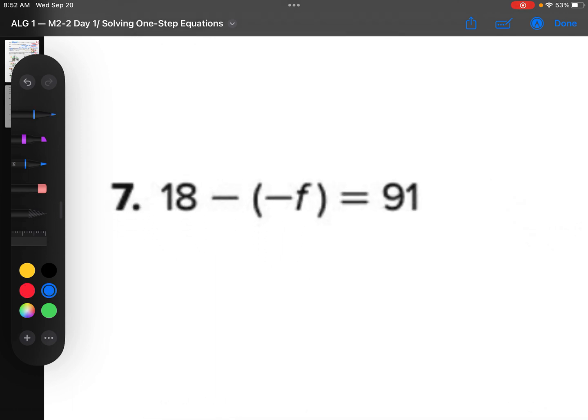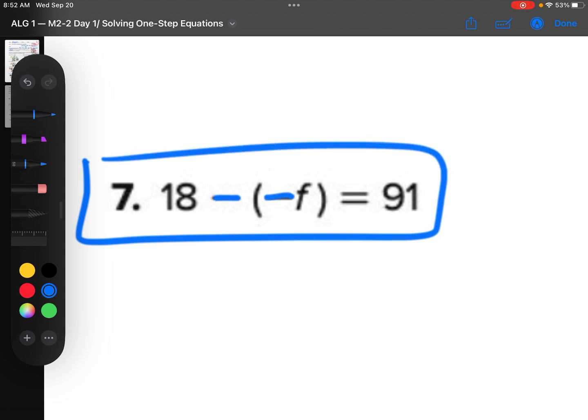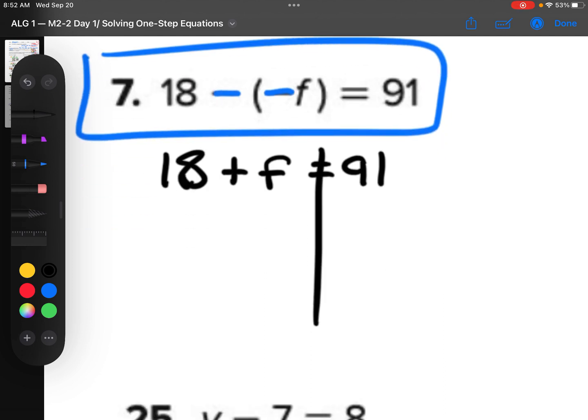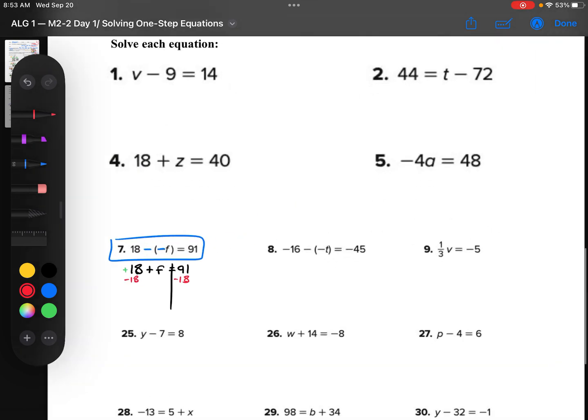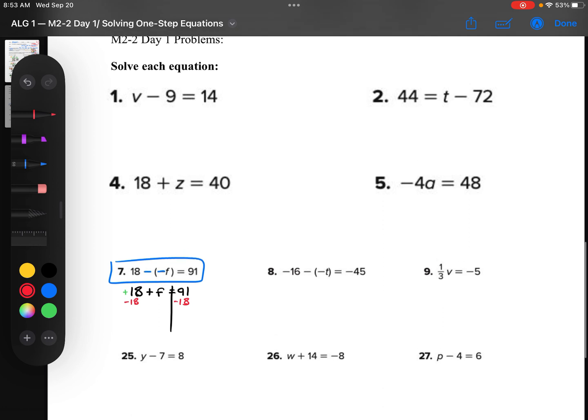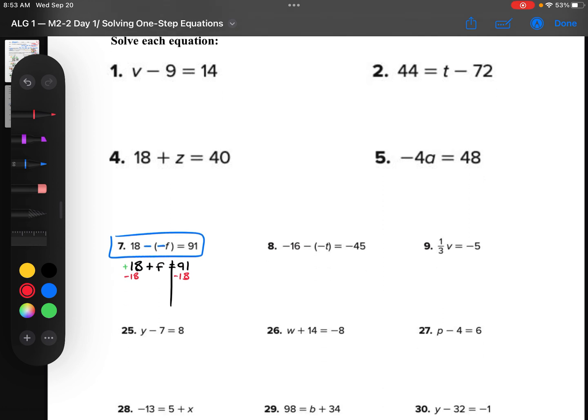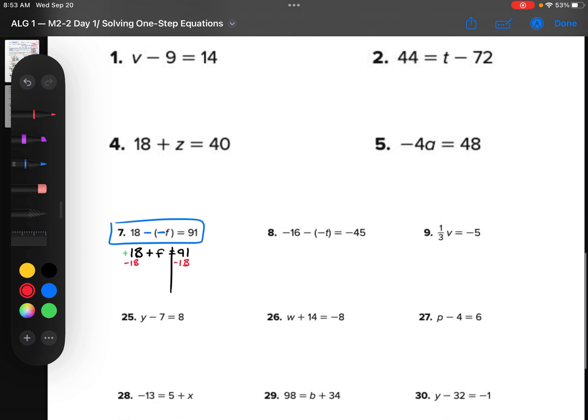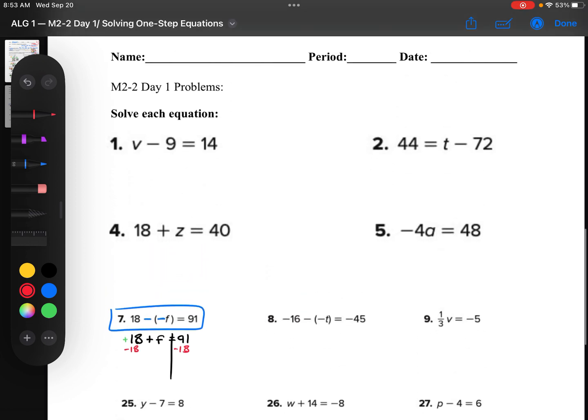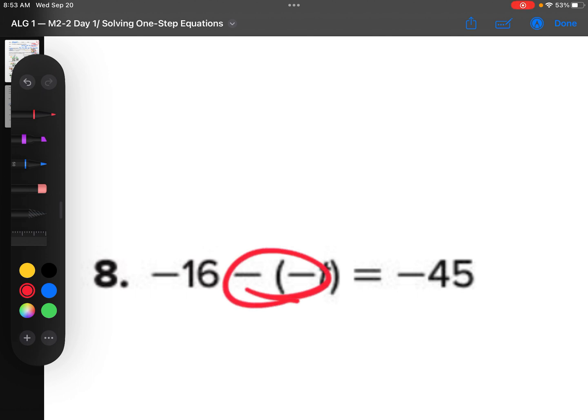Okay? So what I would do is I would rewrite the problem. For example, number 7. If I have minus negative f, that is the same thing as saying 18 plus f equals 91. And then from there, you can solve by setting up your equation. You know you have a positive 18, so to solve for that, you would have to subtract 18 from both sides. Just looking at the other problems, it does not look like you have to use any reciprocal questions on here, which is good for you. But be careful with those double negatives, okay? If you're subtracting a negative, it's the same thing as adding, all right?